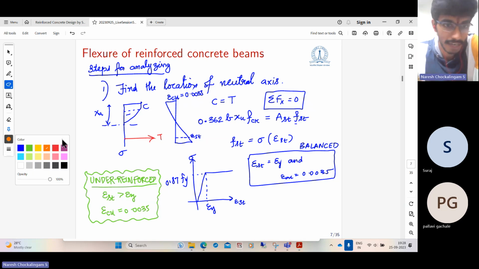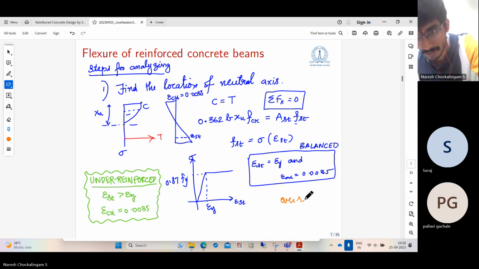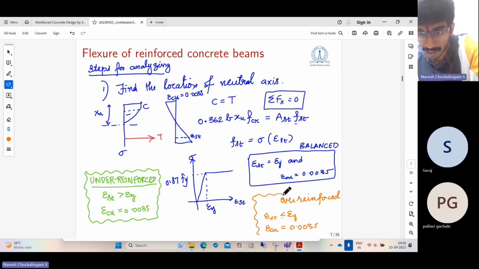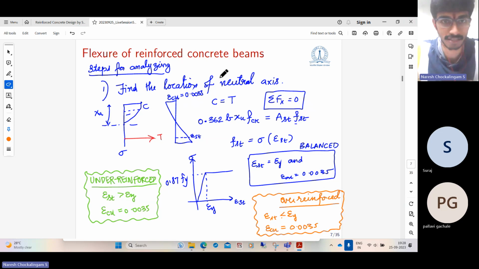And we also have over reinforced sections, where the strain in steel has not yet reached epsilon y, but the strain in concrete has reached 0.0035. These sections are extremely stiff, and they do not have any warning signs before they fail because the steel has not yet yielded. It will just crush in a brittle manner. So these are not usually preferred in the design of concrete structures.